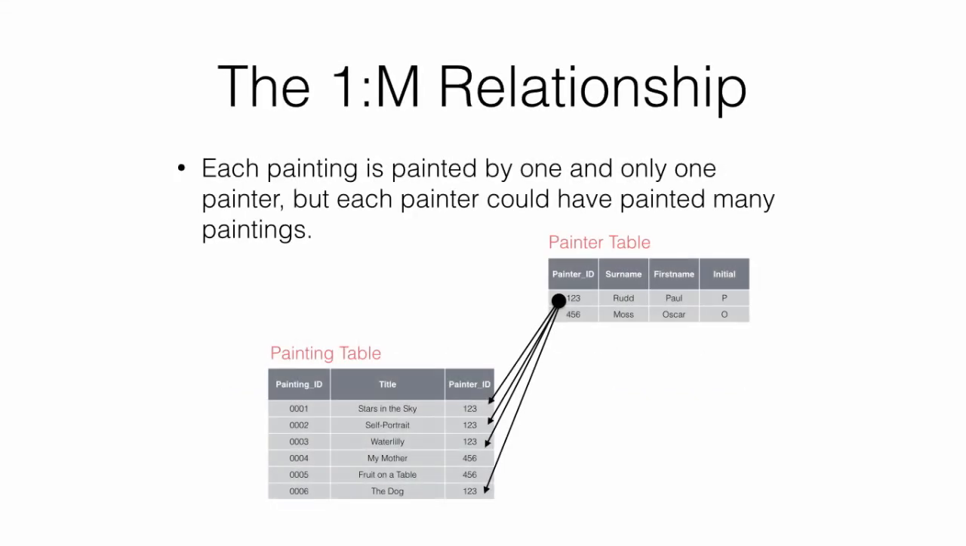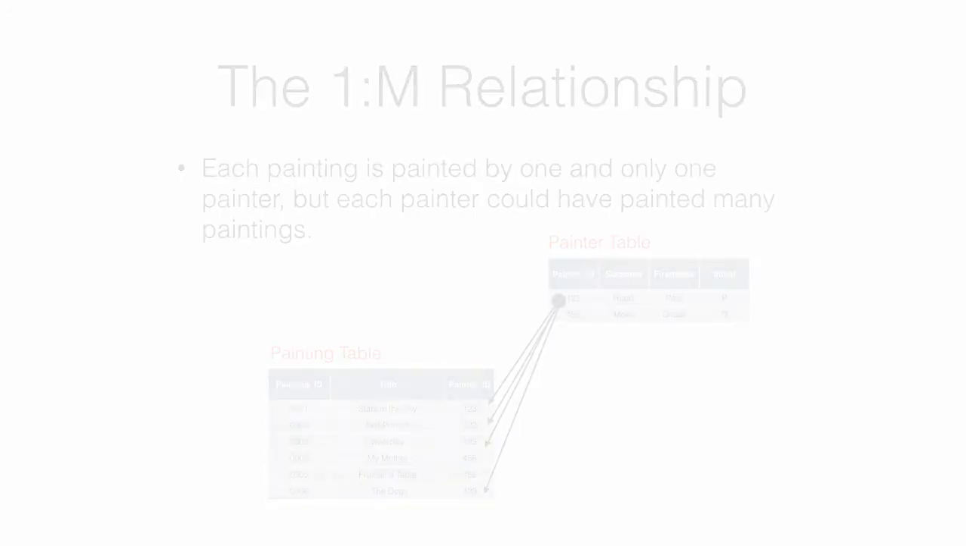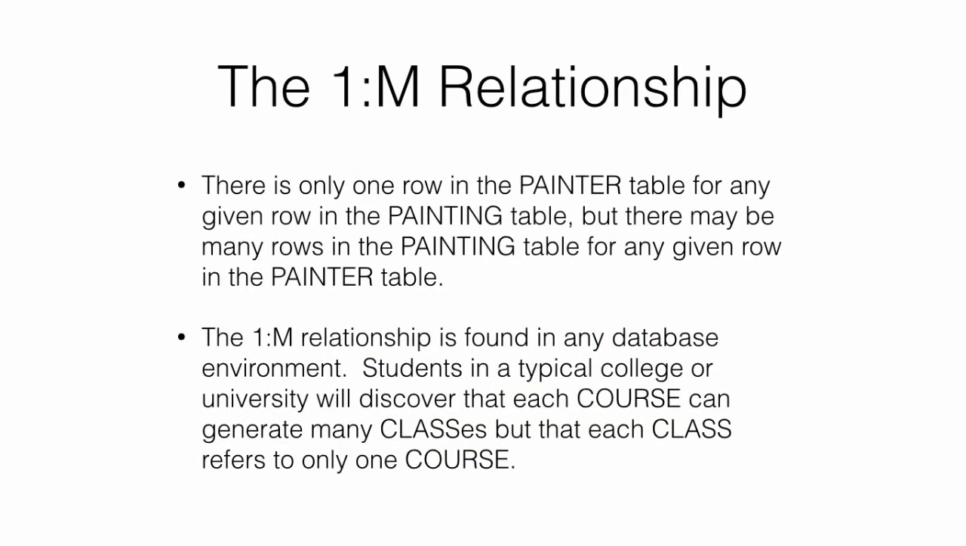This slide shows you how the data is referenced across the two tables to reduce the redundant data. So remember, redundant data means that it's duplicated data. There's only one row in the painter table for any given row in the painting table, but there may be many rows in the painting table for any given row in the painter table. This is a one-to-many relationship.